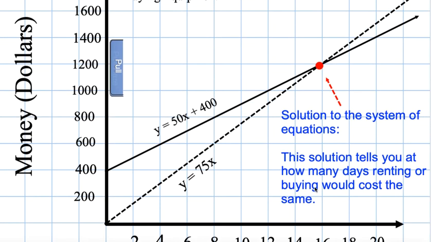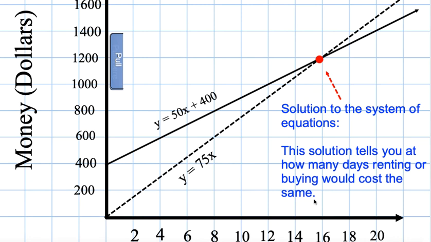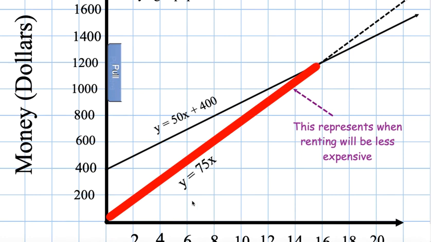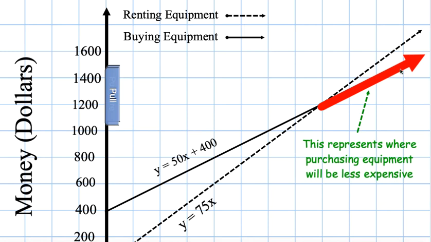I'm hoping that you see that there is this point right here, the solution to the system, and this solution tells you how many days renting or buying would cost the same. So this is where the costs would be equal to each other. So what would this mean? Right below here, this would represent where renting would be less expensive. And that's actually really interesting for us to think about. Above that, this represents where purchasing equipment would be less expensive.